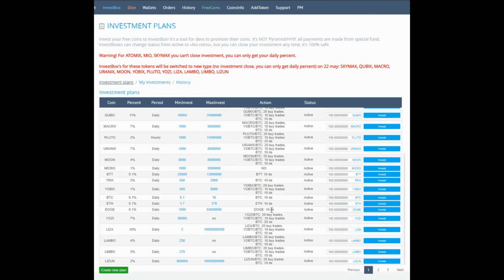So basically when they have the special fund to be able to pay the daily rewards, then you are going to play the dice games again and get your daily reward back again. Okay, then that was it. I wanted to show you practically how you can invest on the Yobit InvestBox.